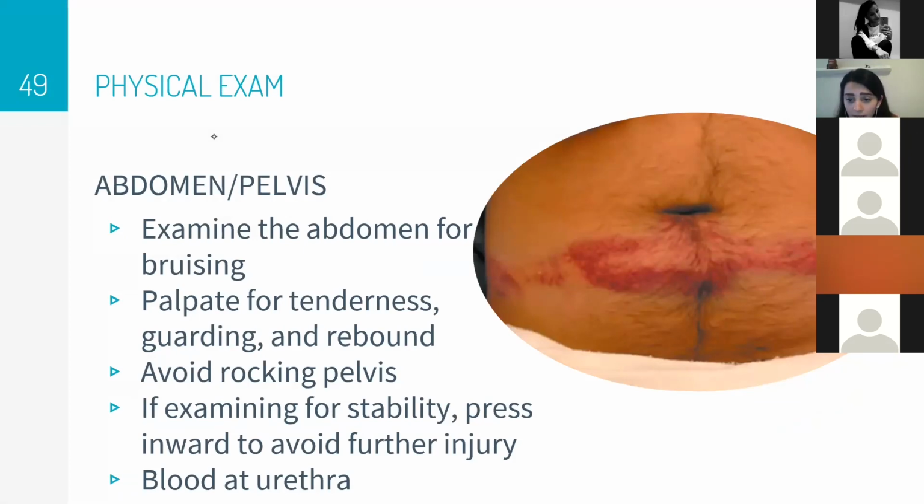And if you find blood at the urethra in this exam, you would do a retrograde urethrogram because that suggests that there's a urethral injury. You do not want to put a Foley catheter in that patient.